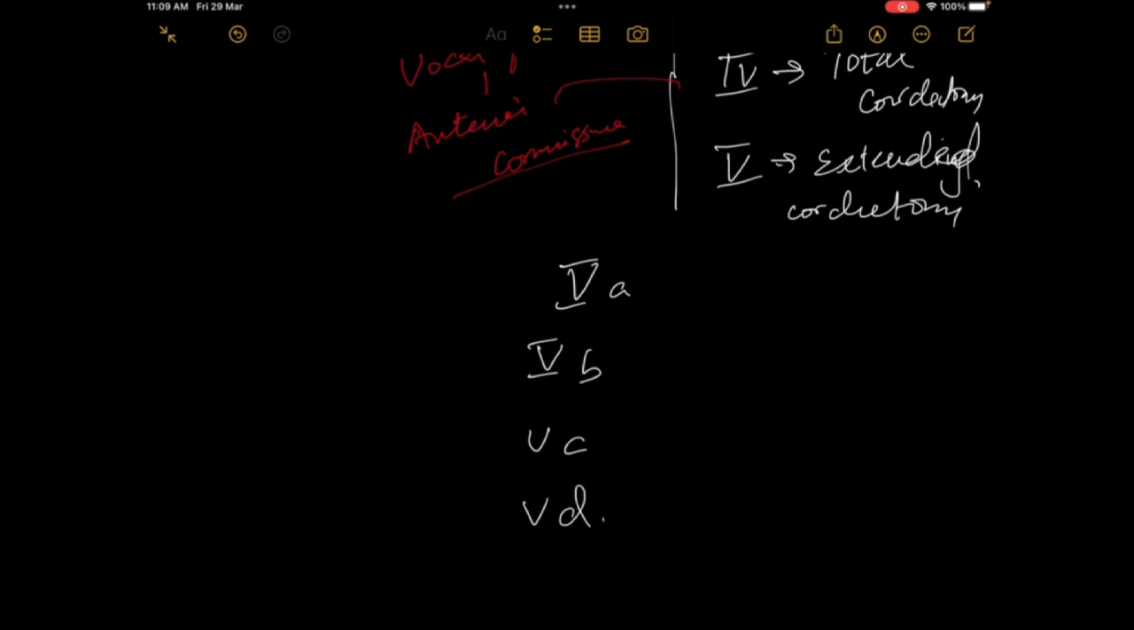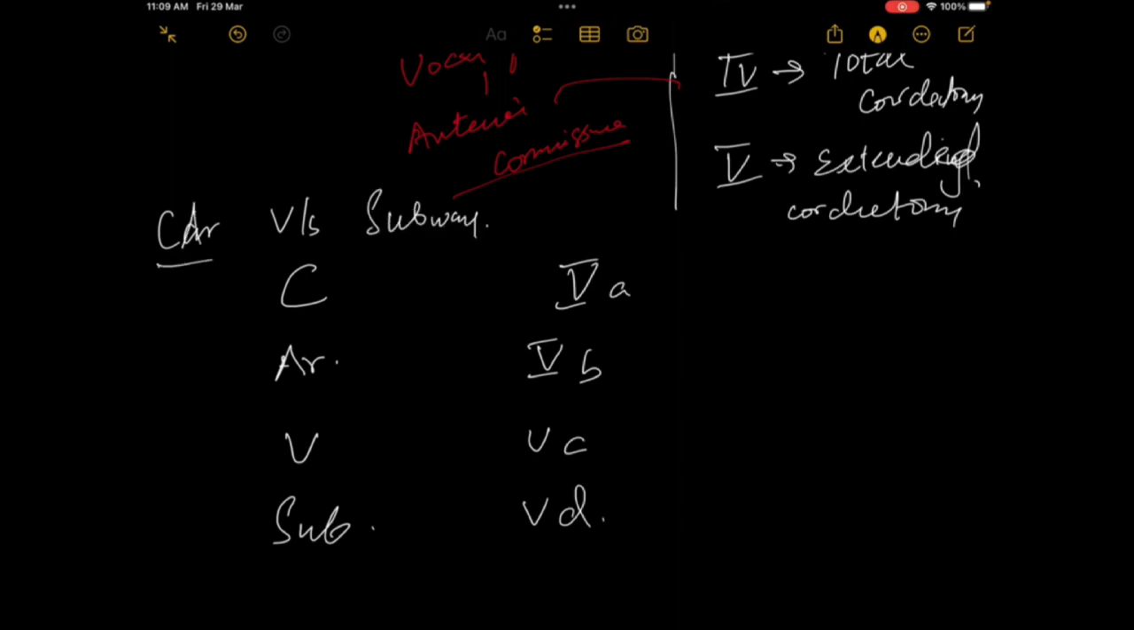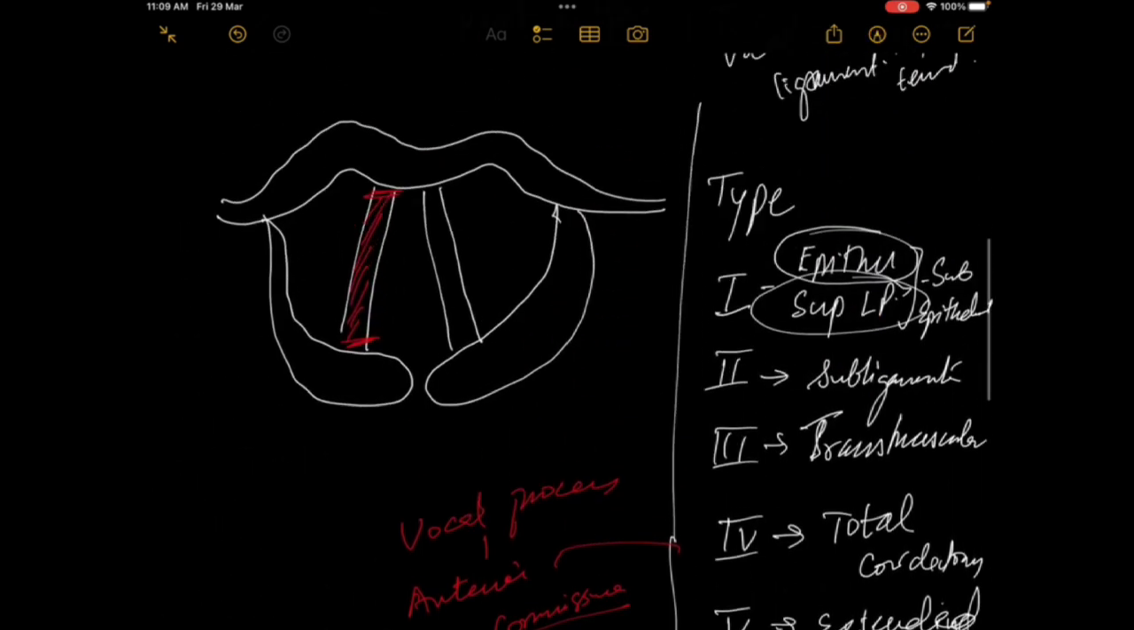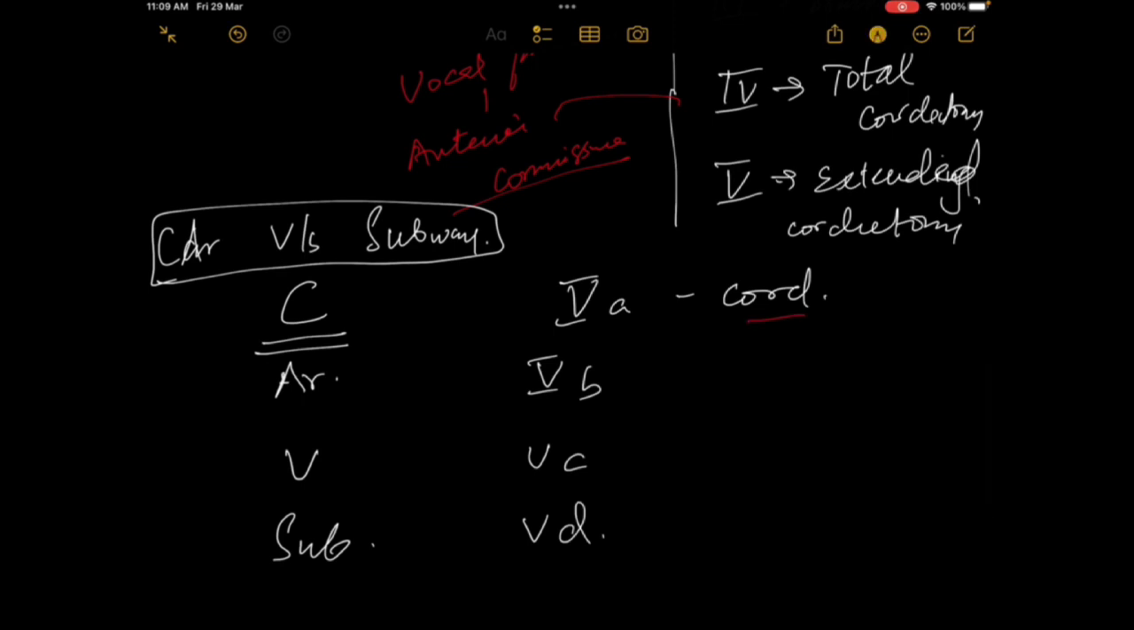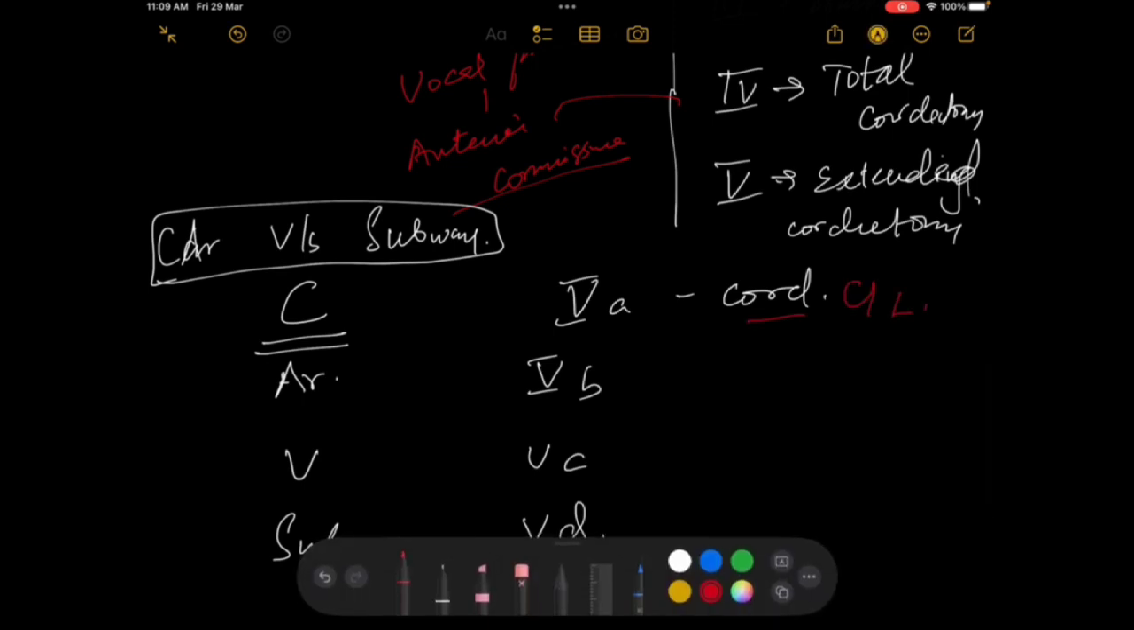To remember this, I have come up with a mnemonic, which is CARVESUB, car versus subway. So 5A is the C of car. This is cord. We have already removed one cord. Type 5A extends to involve the other cord. So we are removing the total ipsilateral cord and a part of the contralateral vocal cord. Cord or contralateral, you can remember it either way, whatever suits you.